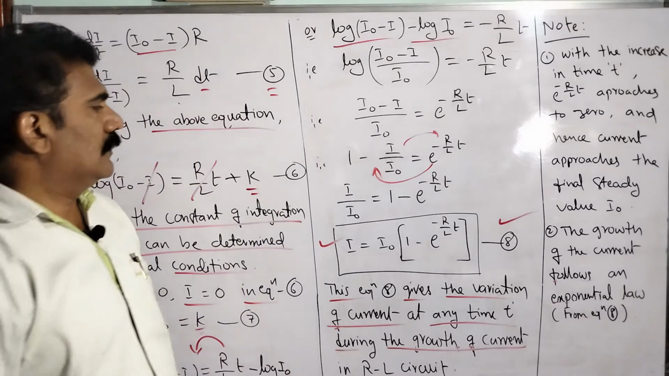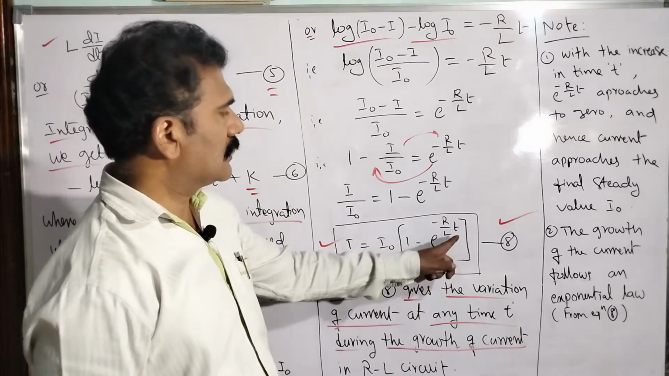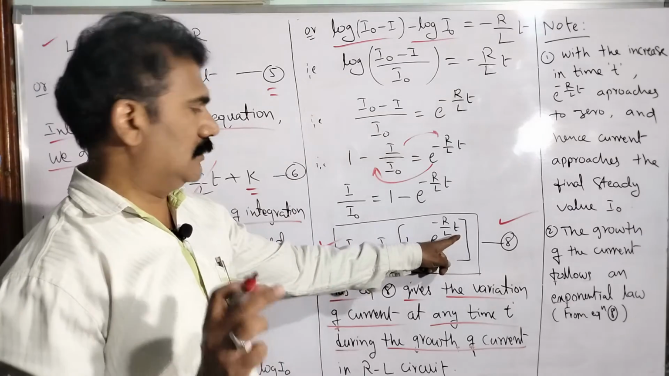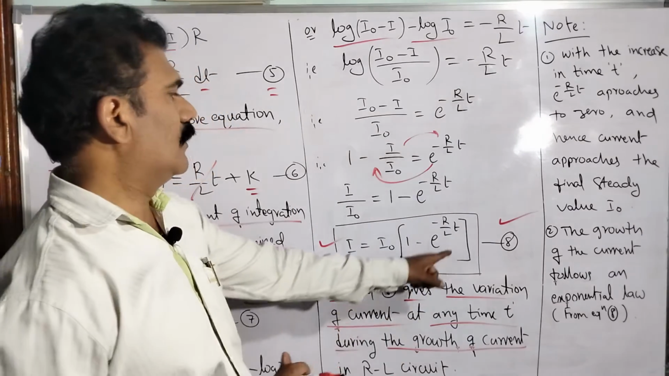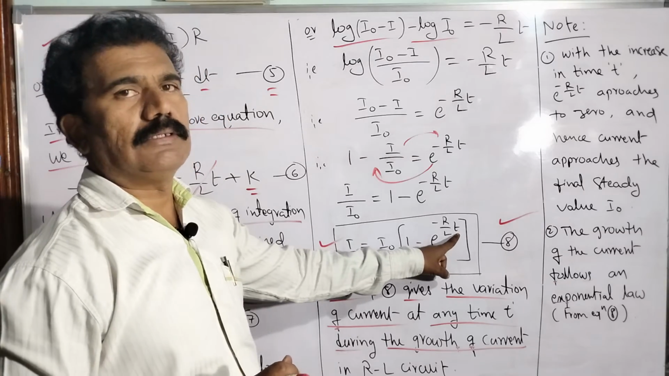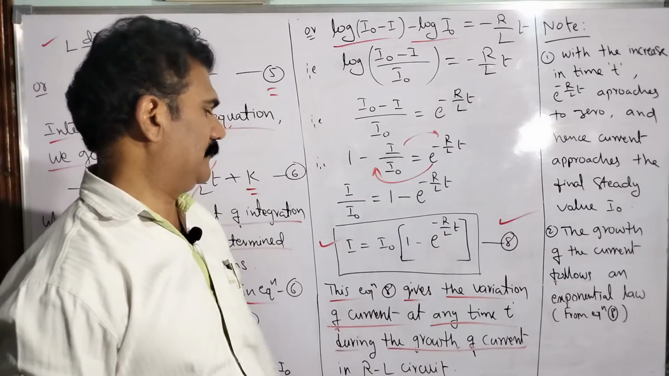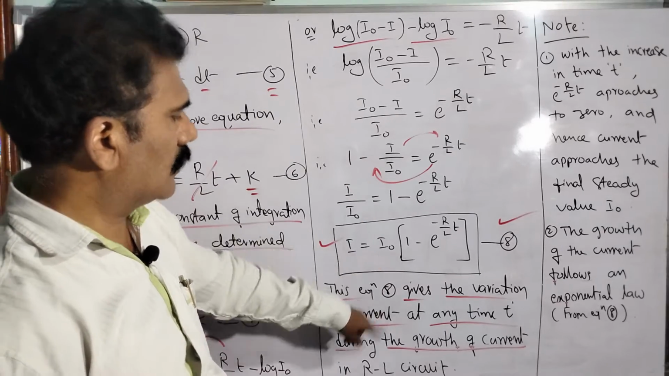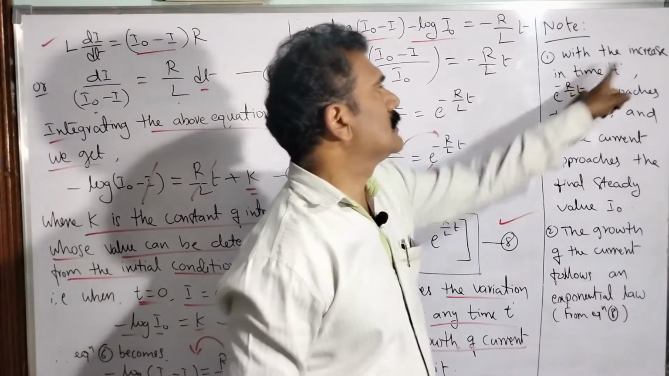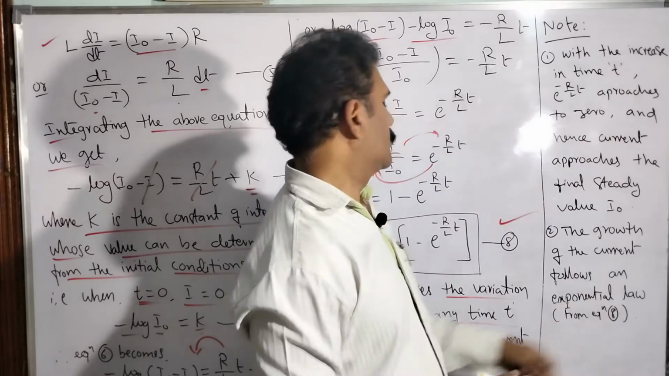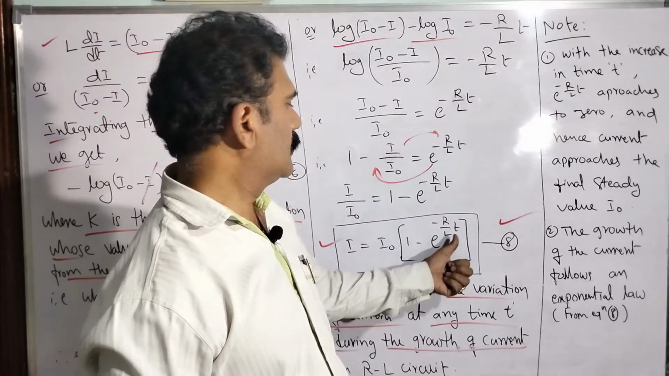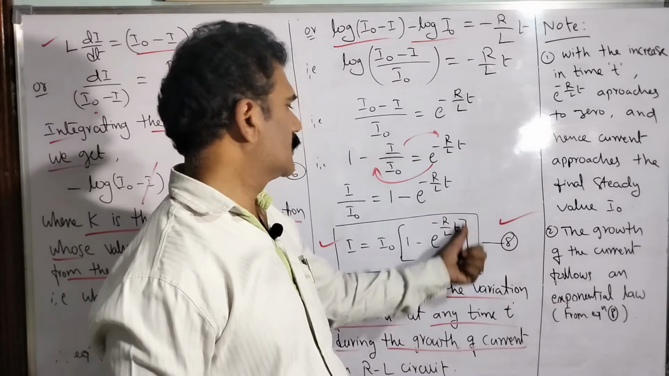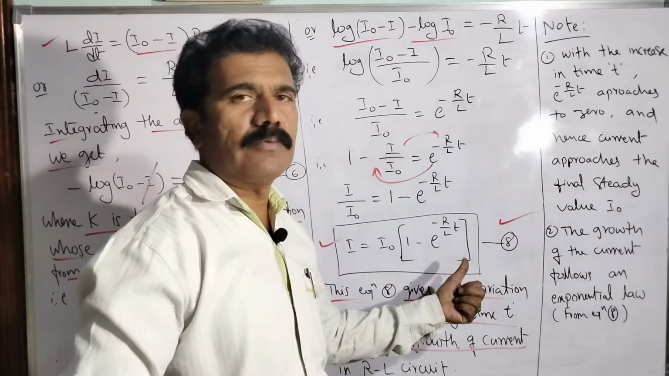That means you have to observe in the equation how the current increases as the time increases during the transient period, that is, how the growth of the current takes place with respect to time t. If you observe equation 8, we can conclude two points here. With the increase of the time t, the term e to the power of minus R by L into t decreases, as we can see mathematically. Finally it becomes 0.